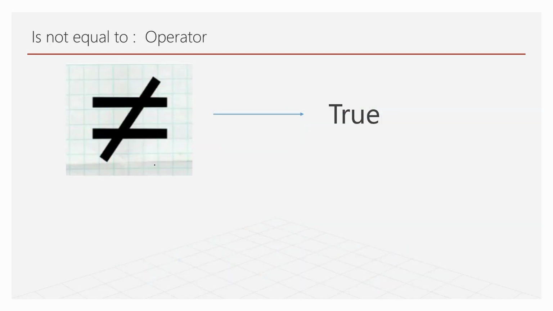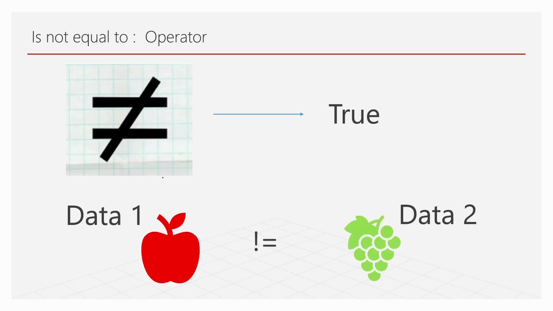The is not equal to operator is used to check the relation between two objects. For example, if we check the relation between data 1 and data 2, as you can see, data 1 is an apple and data 2 is grapes. If you apply the does not equal to operator for these two data, you will get the Boolean value true, since apple and grapes are of different type, and hence we return the Boolean value true.